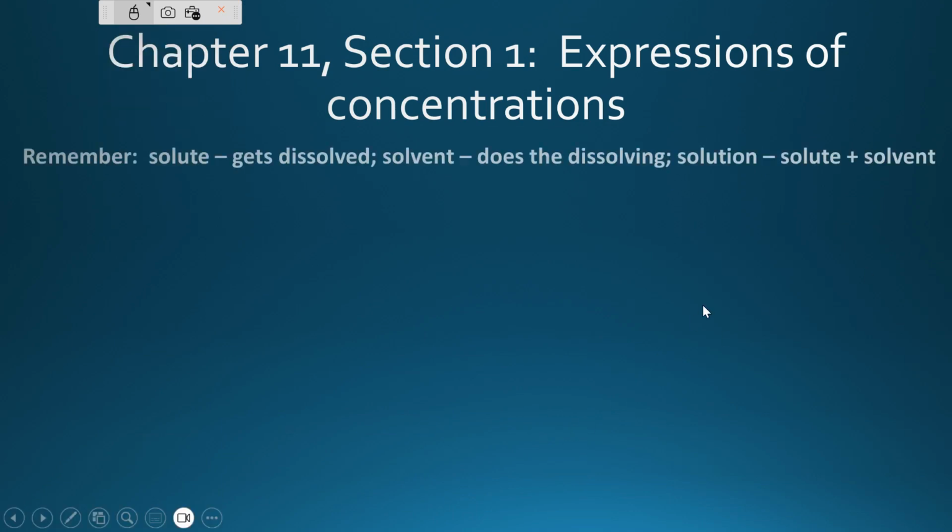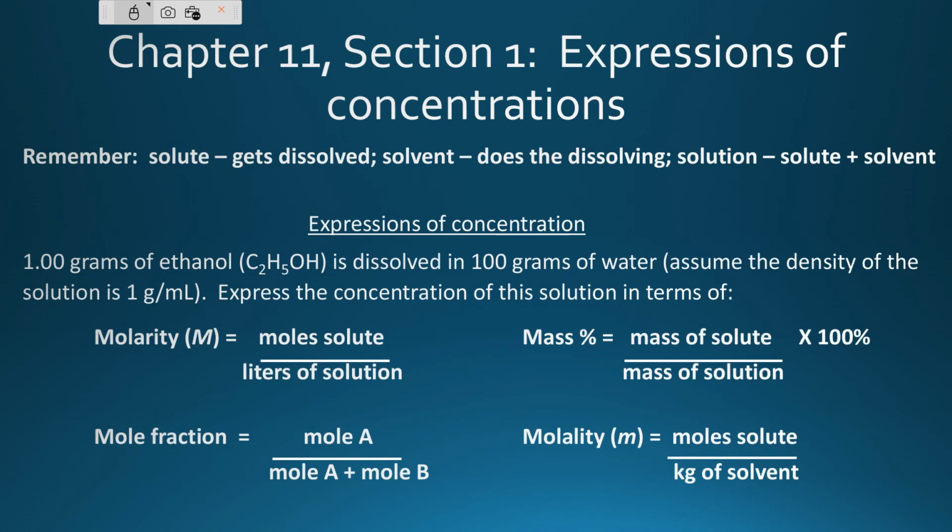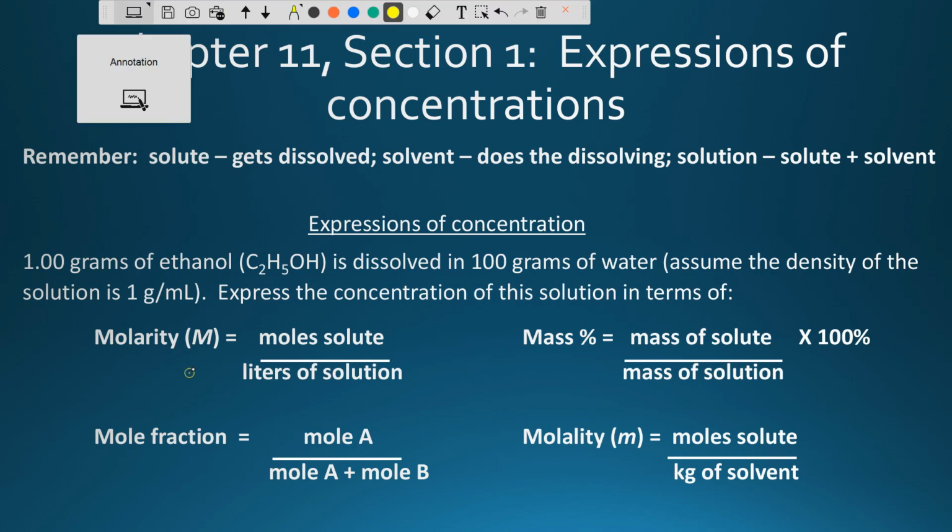And in the first case, whenever we see a scenario, we have to pick apart what's going on in there in terms of solute and solvent. And so we have about 1.00 grams of ethanol dissolved in water. Now the prompt is telling me already that my solute is going to be my ethanol because it says it's getting dissolved into my water. And they want to know how to express those concentrations in 4 different ways. We've already done the molarity one, haven't we?